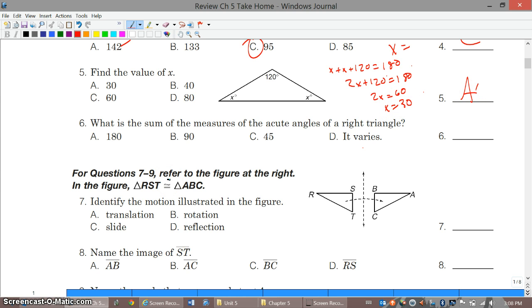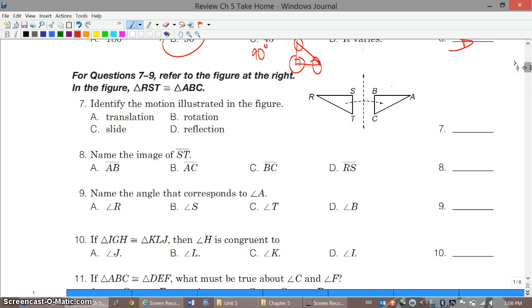Find the sum of the measures of the acute angles of a right triangle. Well, a right triangle, that's 90. So we have 90 left to split up between those two angles. So it's B. Next, identify the motion illustrated.